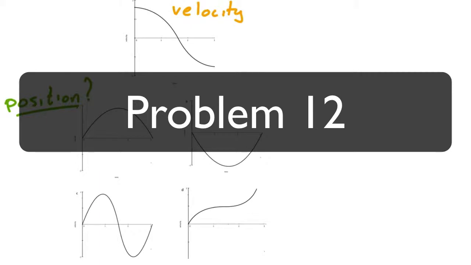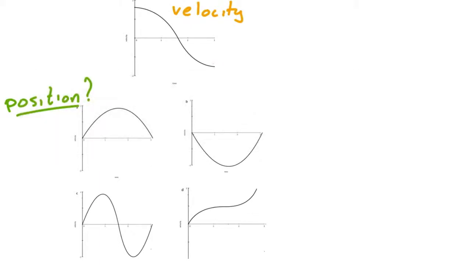Okay, so in this problem we have a function that represents velocity, and it's asking us which one of these could represent the position of this function? So remember, basically the position is the antiderivative of the velocity. So we can use a similar analysis. Let's go kind of backwards here. Let's use the increasing decreasing nature.